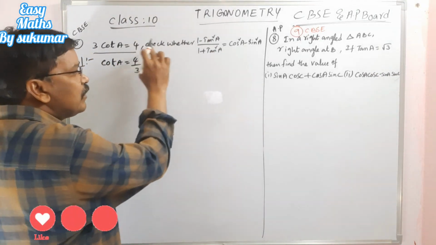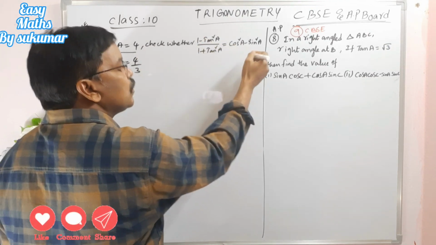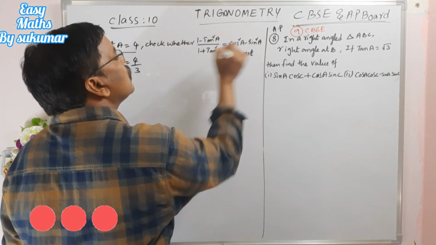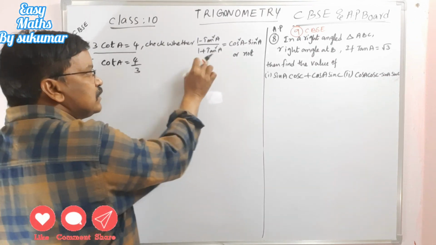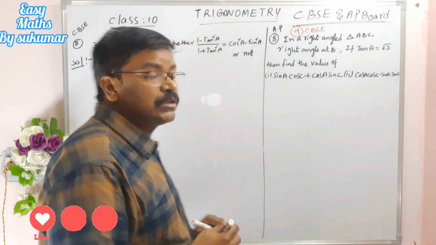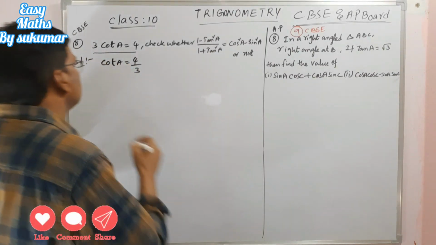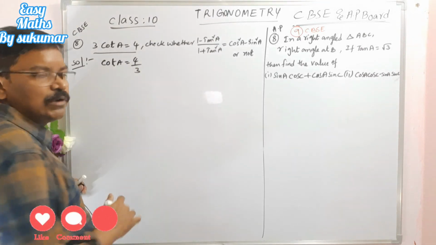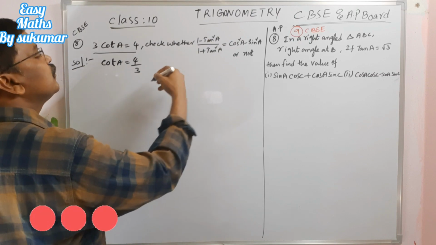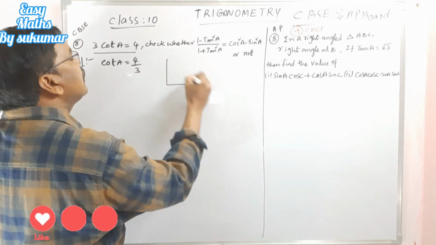Okay. See here, we have to check whether 1 minus tan square A by 1 plus tan square A is equal to cos square A minus sin square A or not. We have to verify this, right? See, let us take here, cot A is equal to 4 by 3. That means, my dear students, here actually we can use identity also, but we take the right angle triangle.